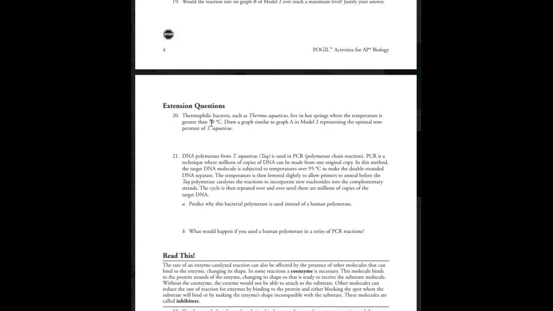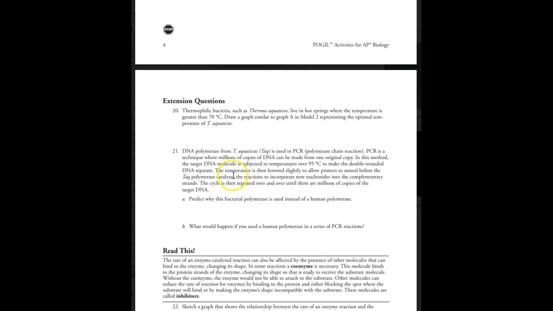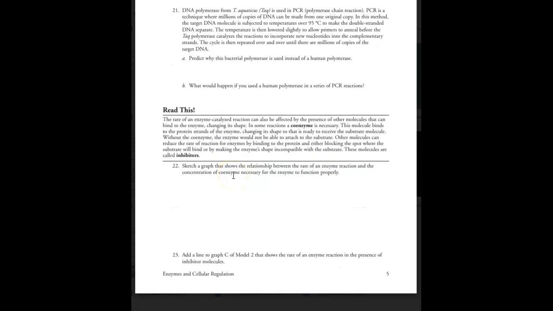21B, if you used one, it would be denatured, and so it wouldn't work. And so this whole PCR process, which again you'll learn about further down the road, it wouldn't work. For number 22, a graph. You should have just a little set of axes, and you should have some type of line that just goes up. Okay, so this is for 22.